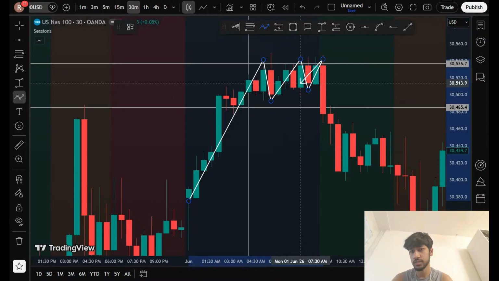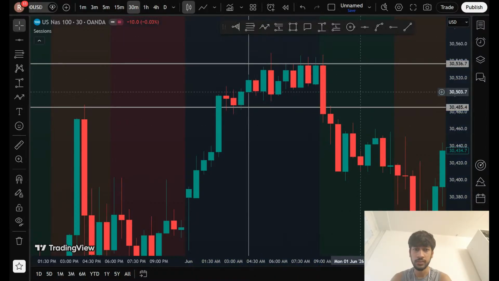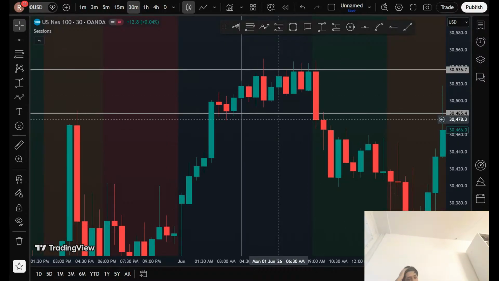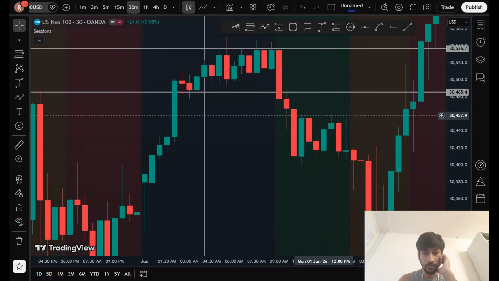What was the session trend? It was consolidating. So what will be our plan? In consolidation, we sell when support is broken, and we buy when resistance is broken. The support is broken, so we just sell after confirmation. This would be a good sell.